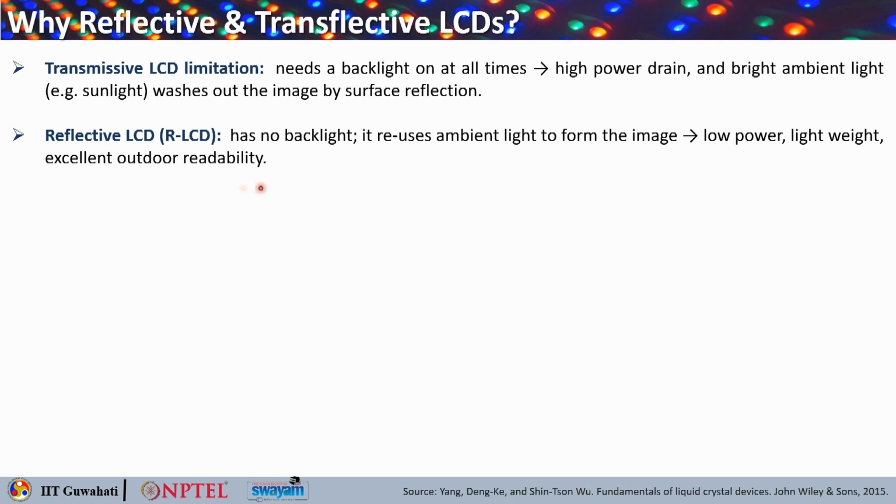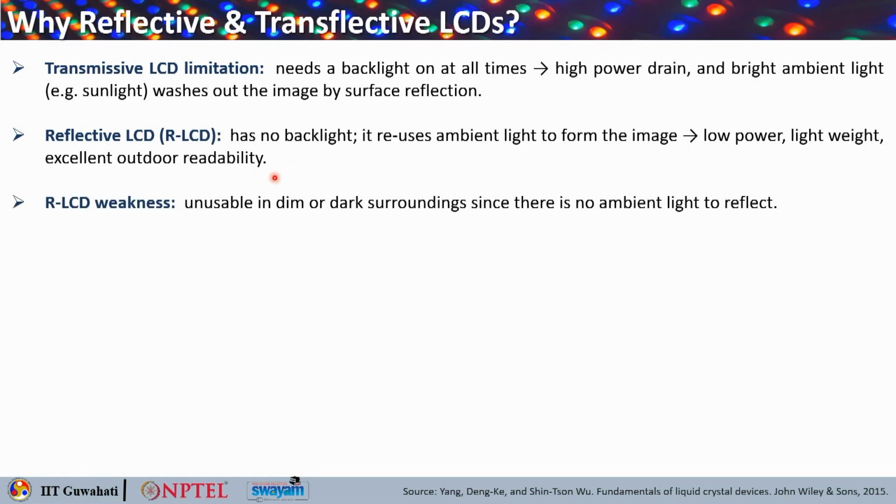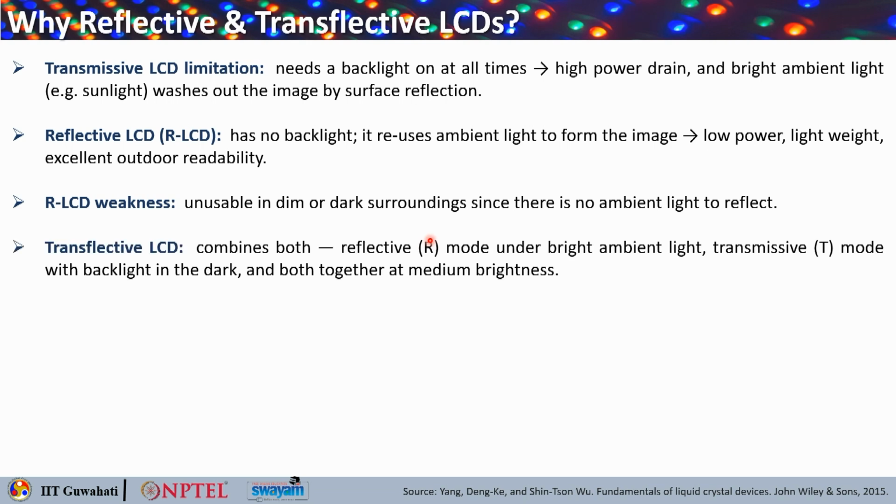On the other hand, the reflective LCDs or RLCDs have no backlight. So, it basically reuses ambient light to form the image. In a form, very low power, lightweight and excellent outdoor readability can be obtained from this kind of displays. However, they also have weaknesses. They are unusable under dim or dark surrounding conditions when there is no ambient light to reflect.